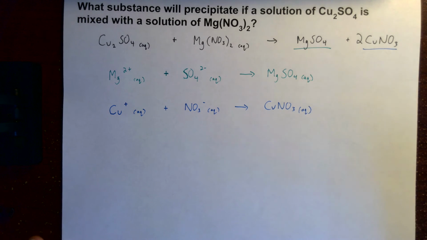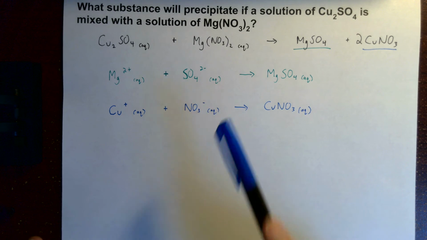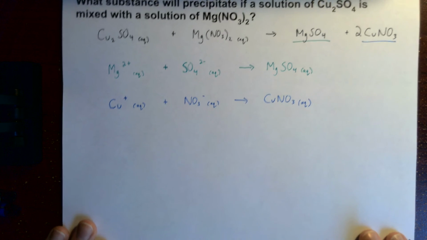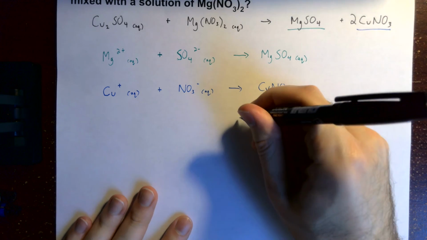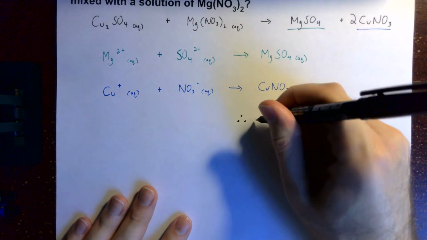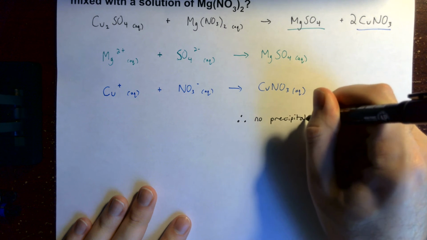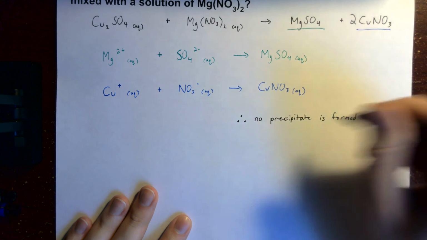Neither of these ionic equations, like neither of these components of the double displacement reaction, are going to form a precipitate. Both magnesium sulfate and copper nitrate are soluble in water, so no precipitate or solid forms. So we'll just say, therefore, no precipitate is formed in this reaction.